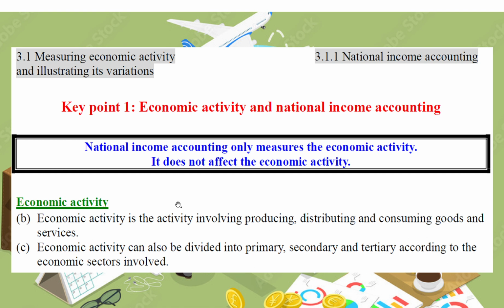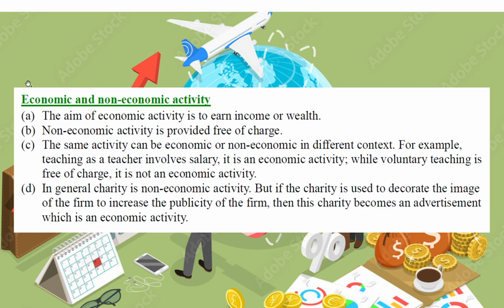Okay. First, we have to define a key term. What is economic activity? Economic activity is the activity involving producing, distributing, and consuming goods and services. Economic activity can also be divided into primary, secondary, and tertiary, according to the different sectors. Okay. But what's economic activity? Money. So economic and non-economic activity. The aim of economic activity is to earn income or wealth.